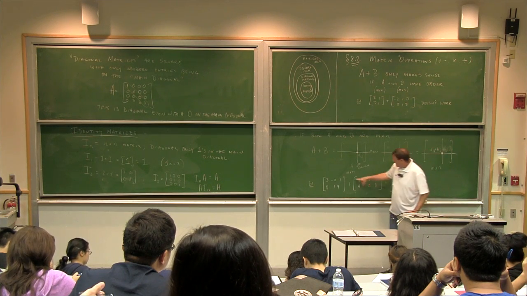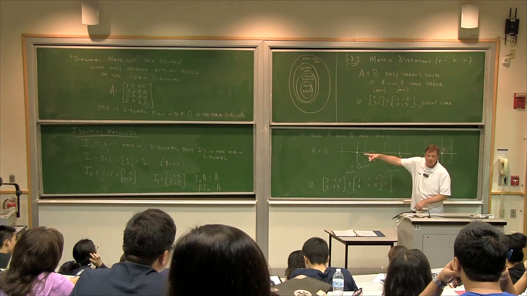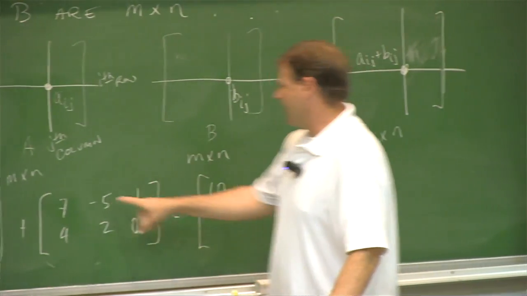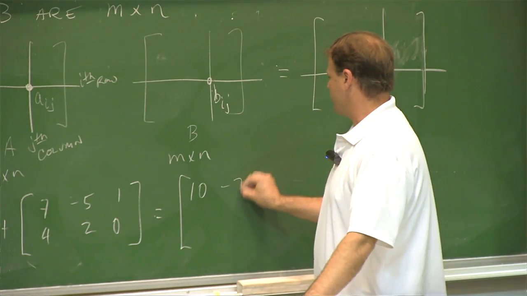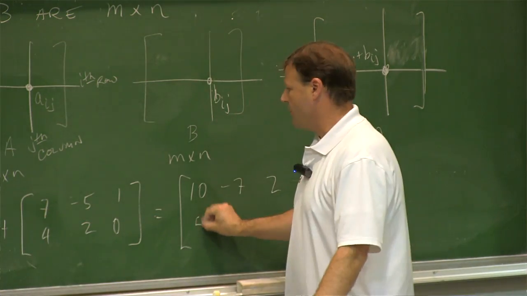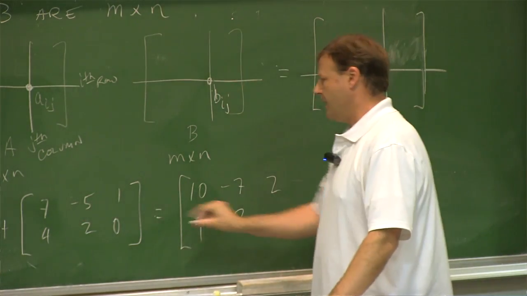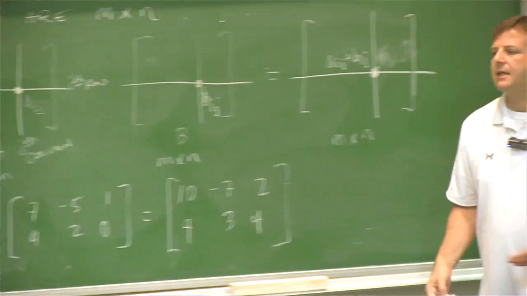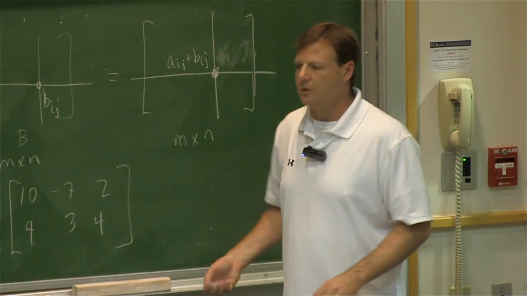It just says match the entries and add them like you would if they were 1 by 1s or just numbers. So 7 plus 3 is 10, and then -5 and -2 is -7. 1 and 1 is 2, 0 and 4 is 4, 1 and 2 is 3, and then 0 and 4 is 4 again. So it's the obvious thing. There's nothing else you could think of to do.